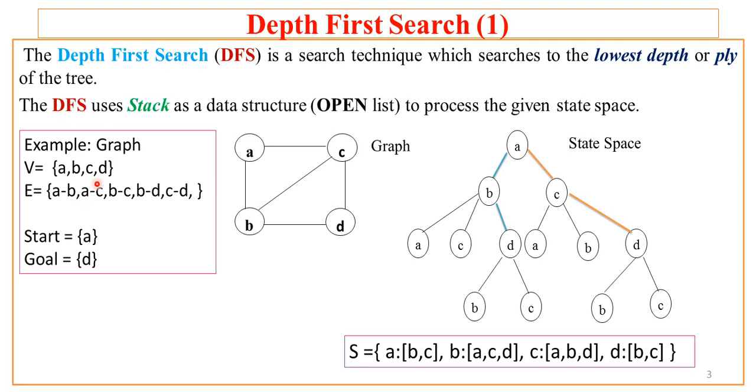Now here is the example that we have been given a graph with 4 vertices A, B, C and D, and the edges like A is connected to B, so B is also connected to A as it is an undirected graph. Then there is connection between A and C, B and C, B and D, and C and D. These are the edges, and we have been given A as a start node and D is the goal node. That means if we start with the start node A, we'll try to search the goal D.